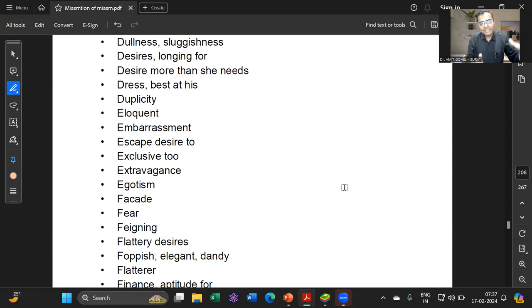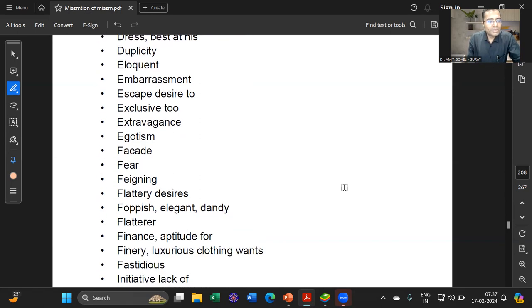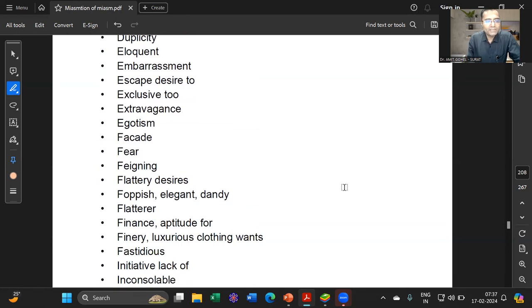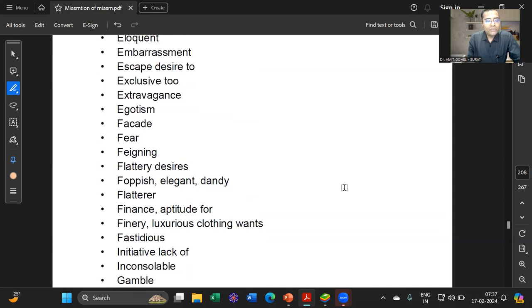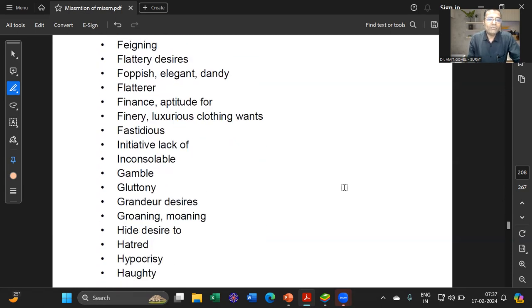Embarrassment, that is the shyness in psora, bashfulness is in psora, but this goes into psychosis, the excess embarrassment, so hiding inside, that is embarrassment. Escape, desire to escape, too much exclusive, extravagance, egotism, facade, fear, faking or feigning. That is psychosis. Flattery, desire for poppies, elegant dandy. This is our psychosis. Flatterer. Finance, aptitude for. So they want finery, luxury, clothing, money and everything. Fastidious can be psychosis.